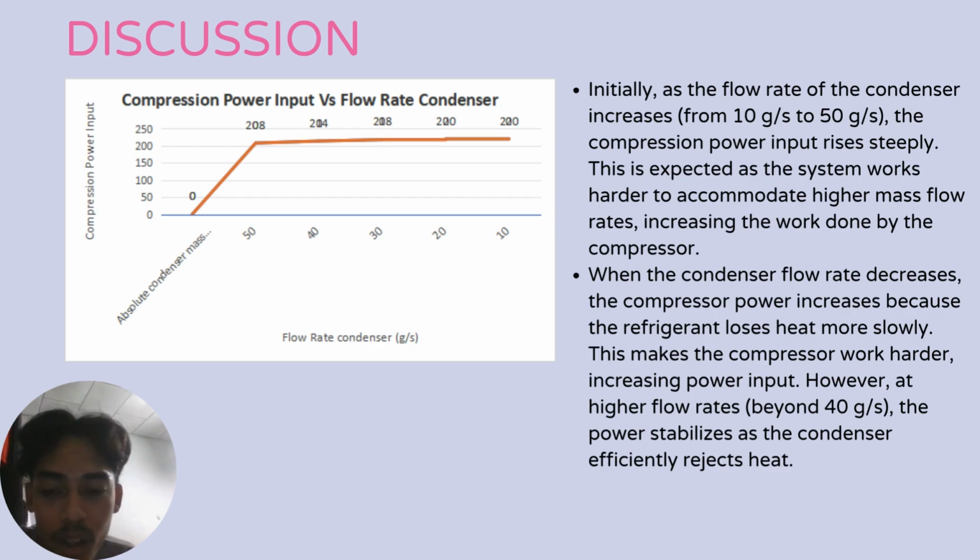For the second graph, which is compression power input versus flow rate condenser, initially, as the flow rate of the condenser increased from 10 to 50, the compression power input rises steeply. This is expected as the system works harder to accommodate higher mass flow rates, increasing the work done by the compressor. When the condenser flow rate decreases, the compressor power increases because the refrigerant loses heat more slowly. This made the compressor work harder, increasing power input. But at 40 gram per second, the power stabilizes as the condenser efficiently rejects heat.